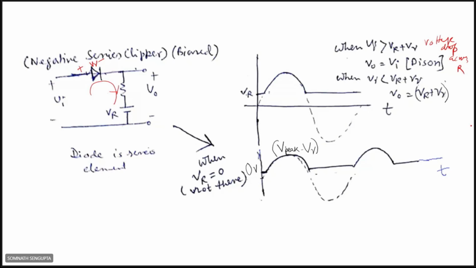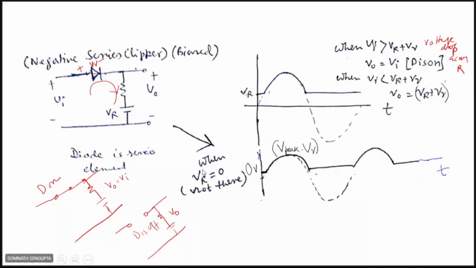Let me draw that. In the on condition, this is the circuit, diode on, and V0 is equal to Vi. And when the diode is off, we get this voltage output, which is clipped to VR, this one.